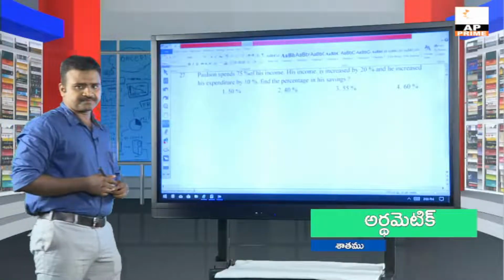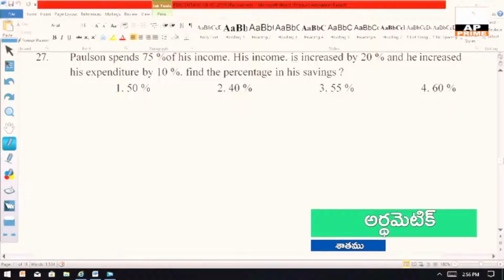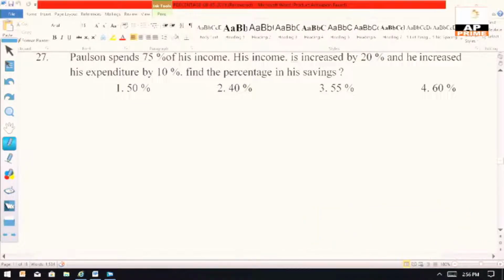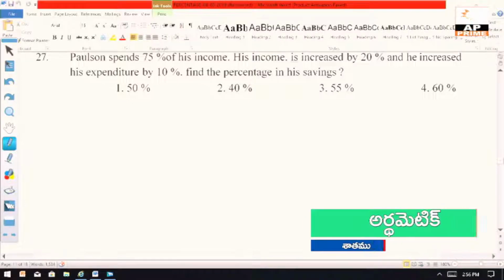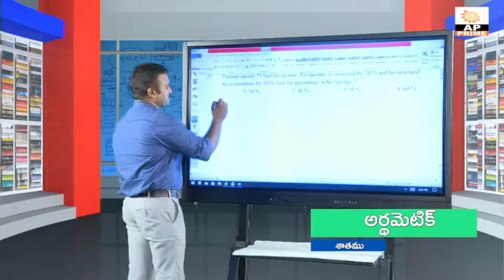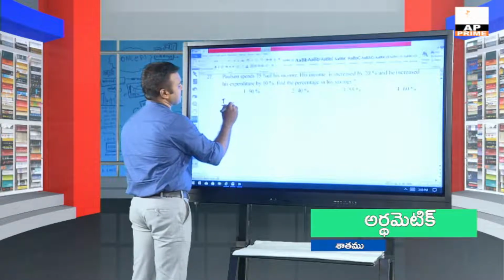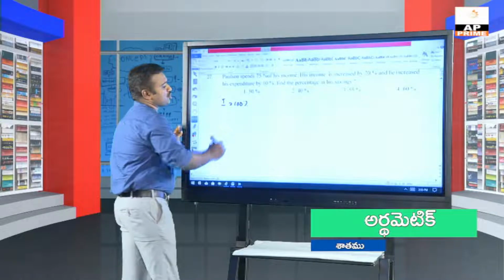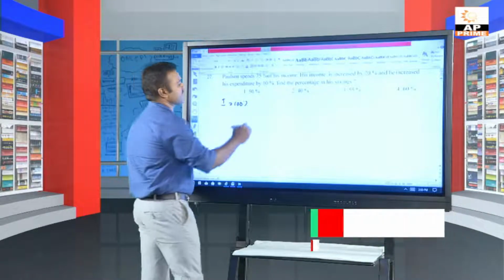నెక్స్ట్ క్వశ్చన్. Paulson spends 75% of his income. His income is increased by 20% and he increased his expenditure by 10%. Find the percentage in his savings. Paulson spends 75% of his income. Paulson అనేవాడు 75% ఇన్కమ్ని స్పెండ్ చేస్తారంట. అంటే అసలు వాడి ఇన్కమ్ ఎంతో తెలీదు. సో వాడి ఇన్కమ్ని మనం 100% అనుకుంటే అందులో 75% స్పెండ్ చేస్తాడంట.